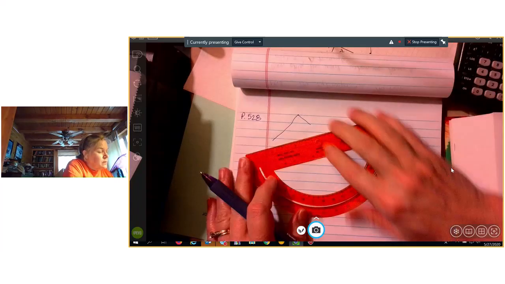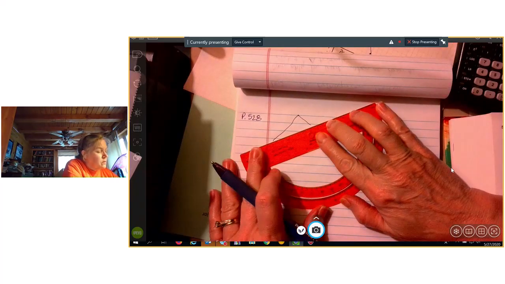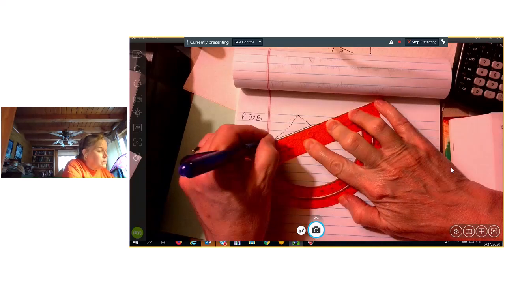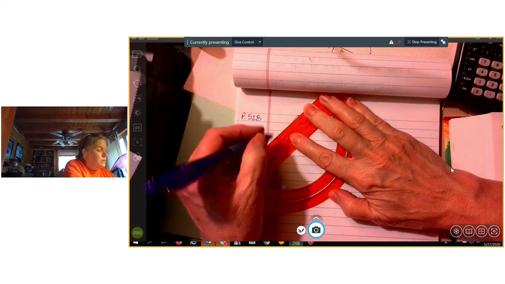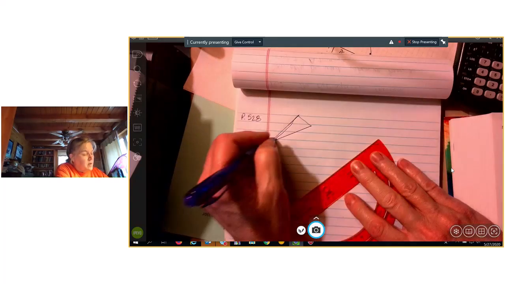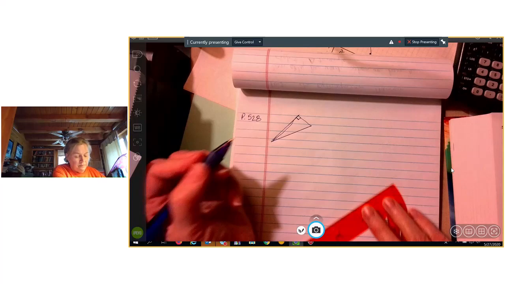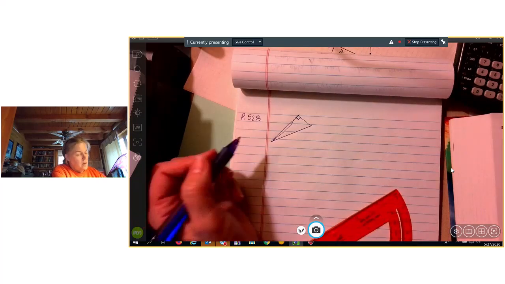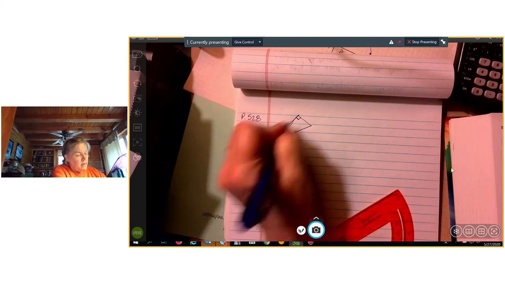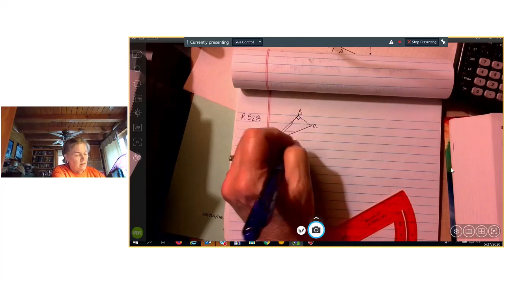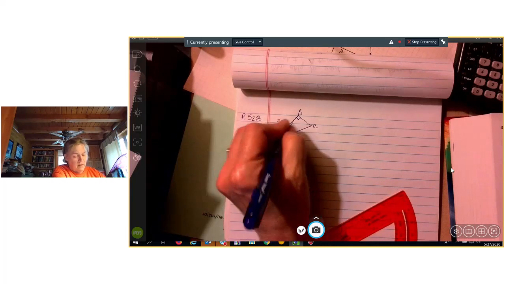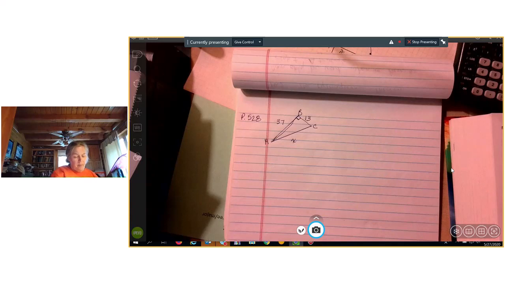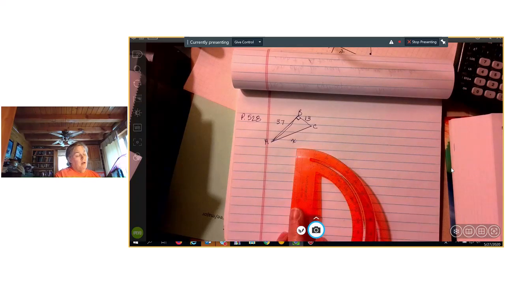Okay, so this is going to be my right angle right here. And this is triangle ABC. Here is X. So we've got a side length of 37 and here a side length of 13. So now you need to find what is X.